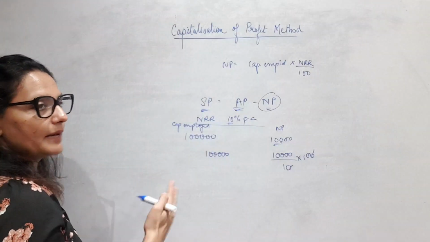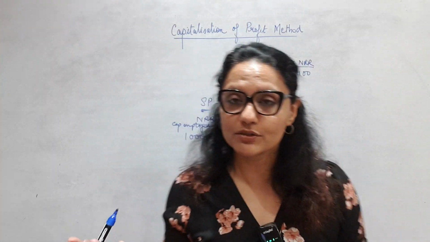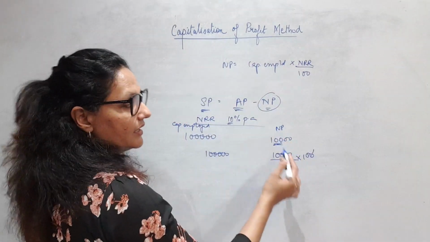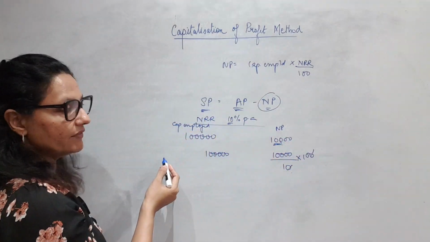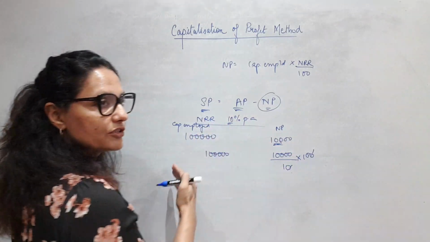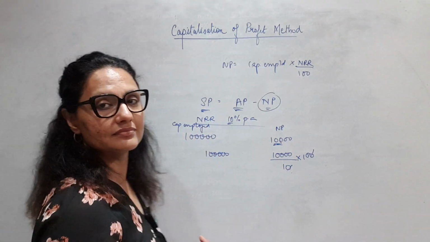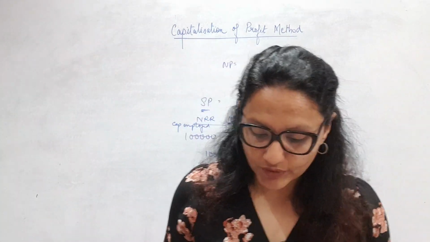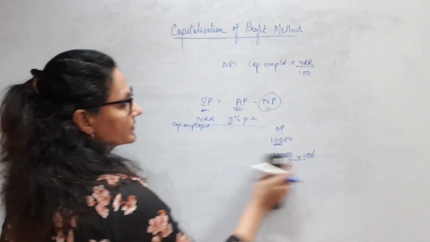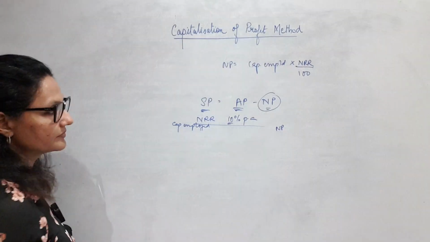This is what is the capitalized value of profit. That is what I am meaning. For this much 10,000 of profit, how much capital do you need to invest? Because 10% is the normal rate of return. At 10%, how much do you need? You need 1 lakh. Okay? So now we are going the other way round. From there to here. Now understand.